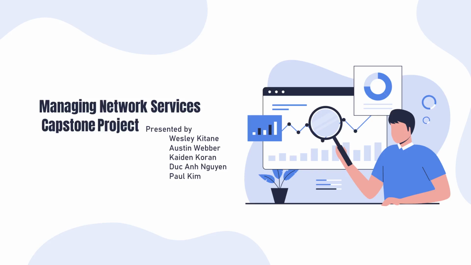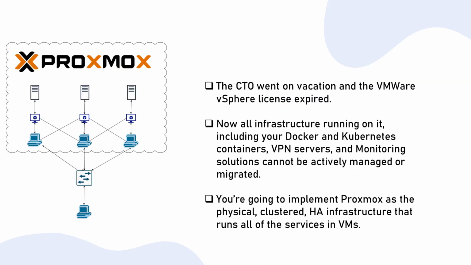Hello, we are Group 16, and this is our capstone project on managing network services. In this scenario, the Chief Technology Officer went on vacation and the VMware vSphere license has expired. This license holds the company's web server and Docker containers. Our team is tasked to find a solution to rebuild the entire infrastructure from scratch.